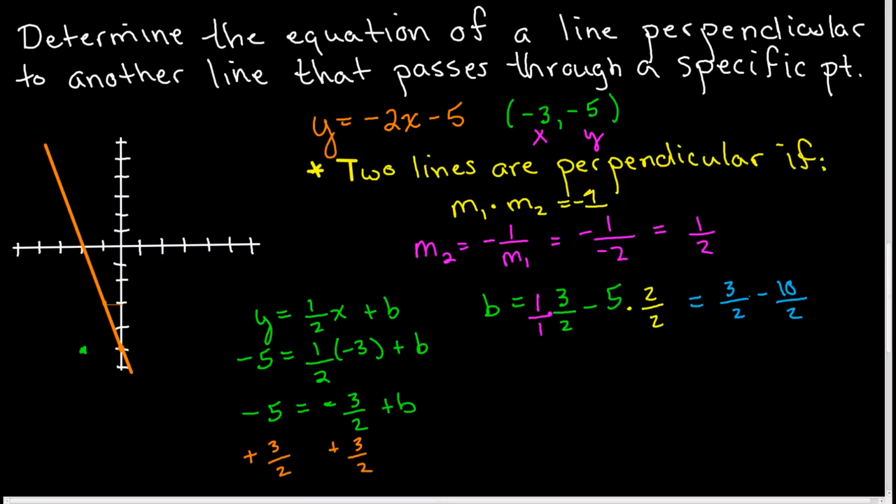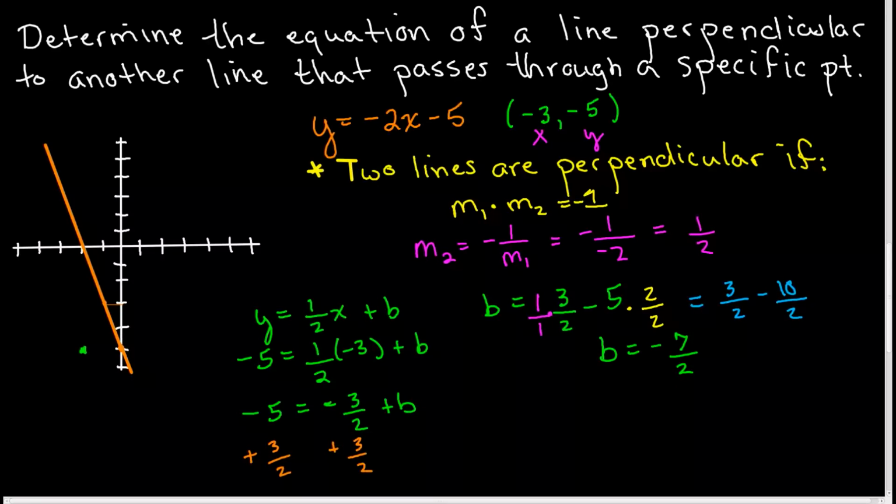And we all know now that when you have a common denominator, you can subtract your numerators. So 3 minus 10 will give me negative 7, and then we'll put it over 2. So b, my y-intercept, is negative 7/2.